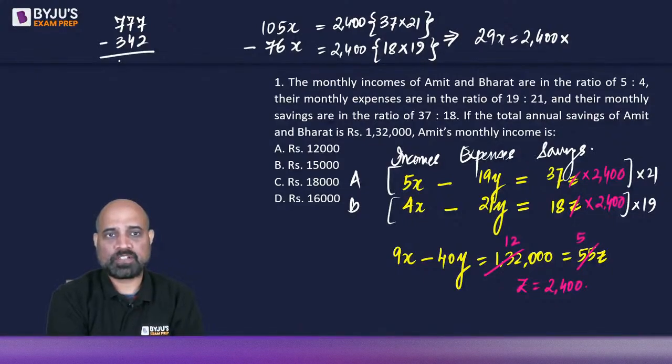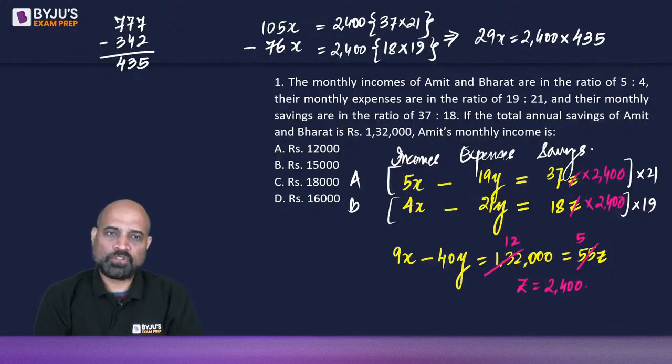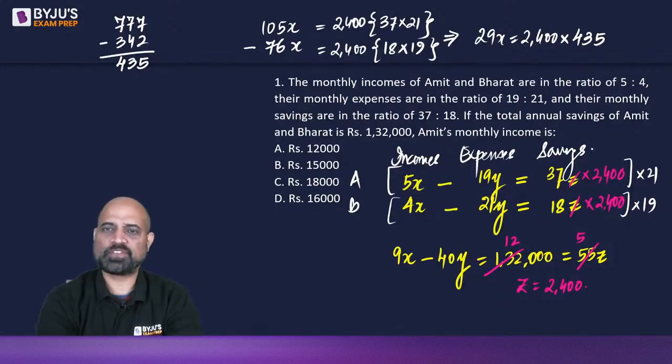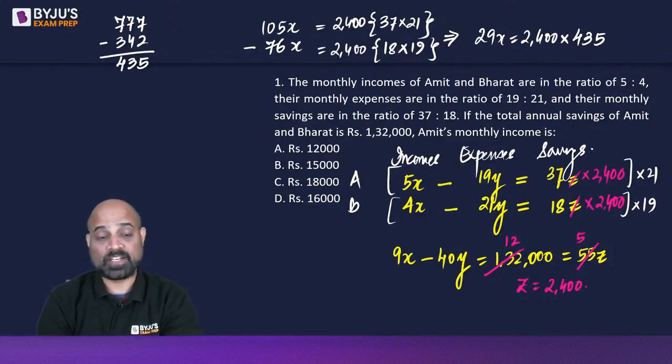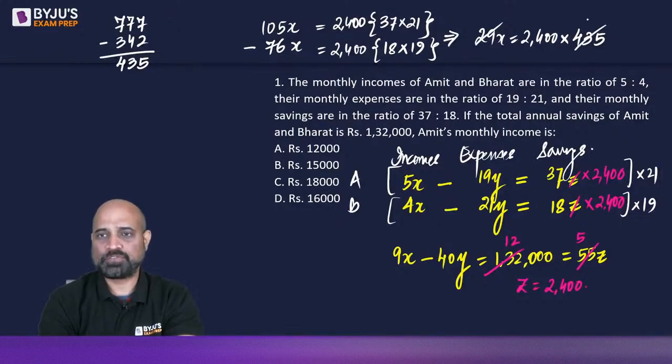So this gives us 435, since 777 minus 342 is 435. Okay, so 29 is what we need. So 435 is going to be divisible by 29. This is calculative, right? So we will have this as 290 plus 145, which is 435. So this will go 15 times. So we'll get x is equal to this much.